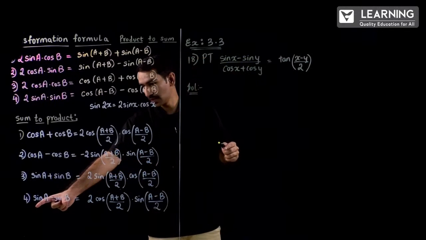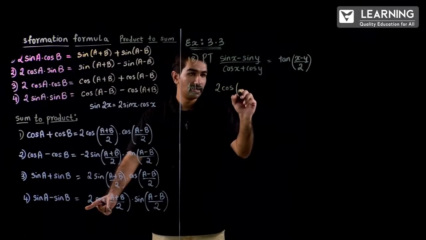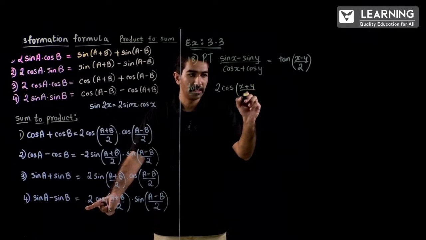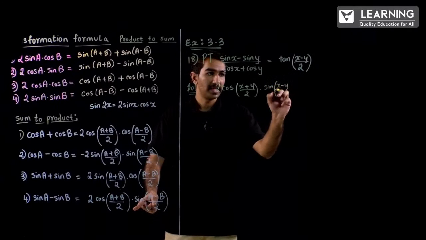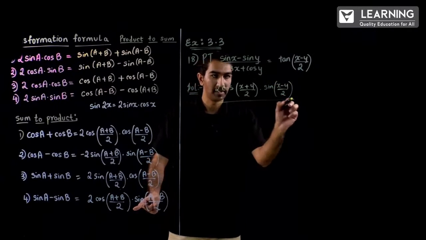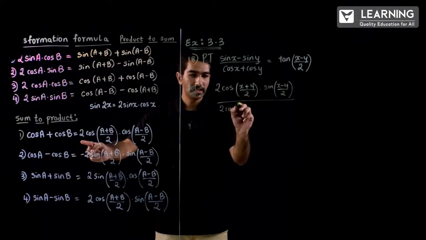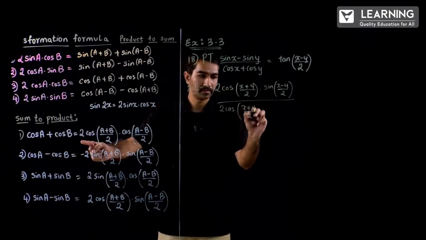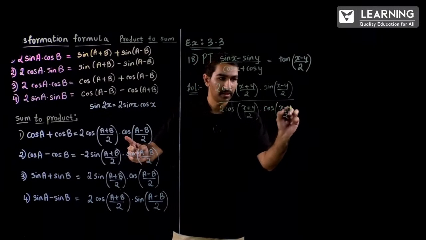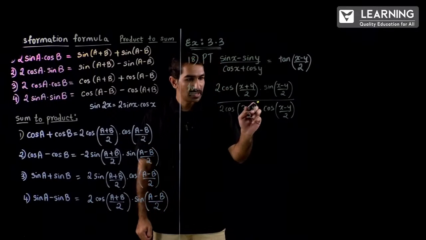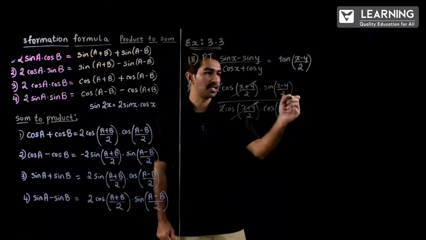Sin x minus sin y is very similar to sin A minus sin B, which is equal to 2 cos x plus y by 2 into sin x minus y by 2, the whole divided by cos x plus cos y, similar to cos A plus cos B, 2 cos x plus y by 2 into cos x minus y by 2. So here cos of x plus y by 2 gets cancelled, 2 and 2 also get cancelled. What is remaining? Sin by cos. What is sin by cos, students? Tan.